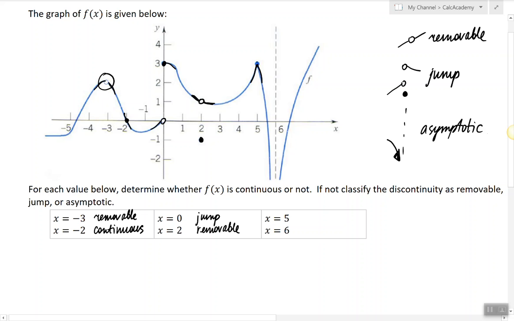What happens at 5? At 5, the function is continuous. So there's nothing to classify there. And at 6, again, we see there's clearly a break. So the function breaks, but on each side it goes to -infinity. So we classify this discontinuity as asymptotic.